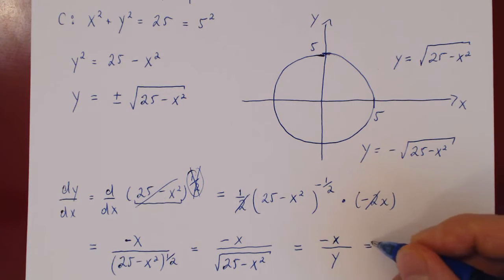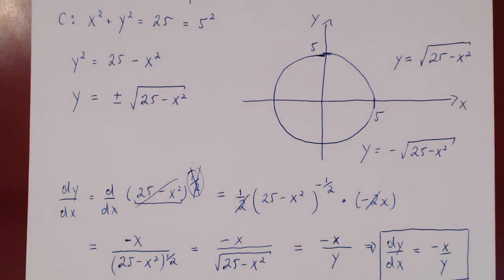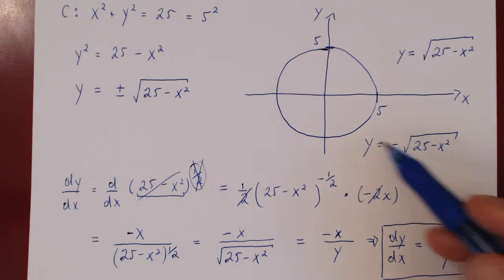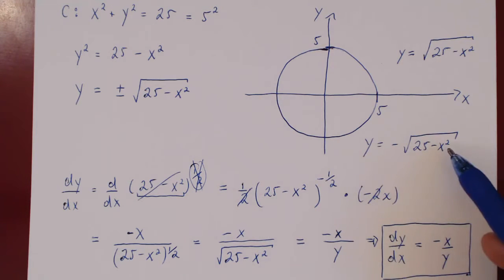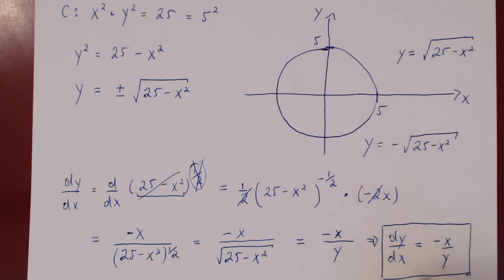And now, if we summarize, we have that the derivative of the curve, dy over dx, happens to be negative x over y. What's great about this, and I'll let you verify yourself, is that if you find the derivative for the second half, the lower half of the semicircle, you will find, interestingly enough, the same result. dy over dx will also be negative x over y. So for any point on this curve, this is the derivative.